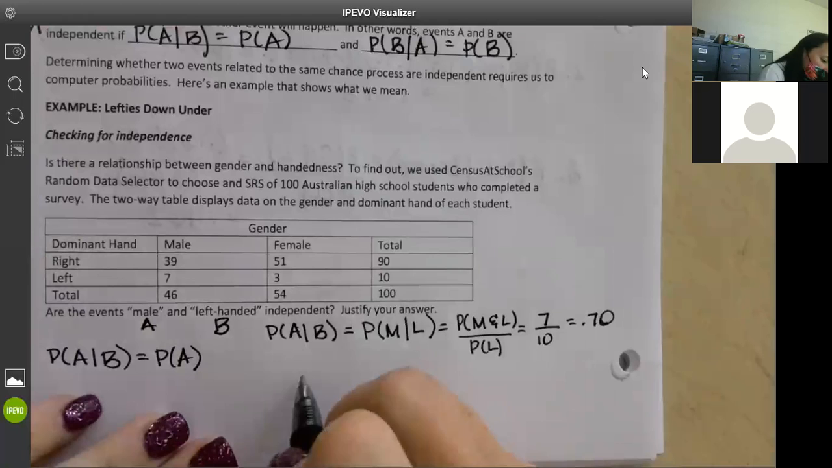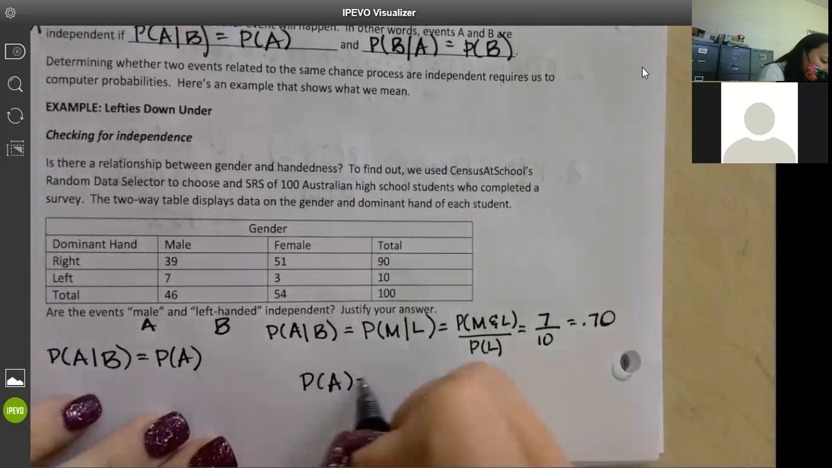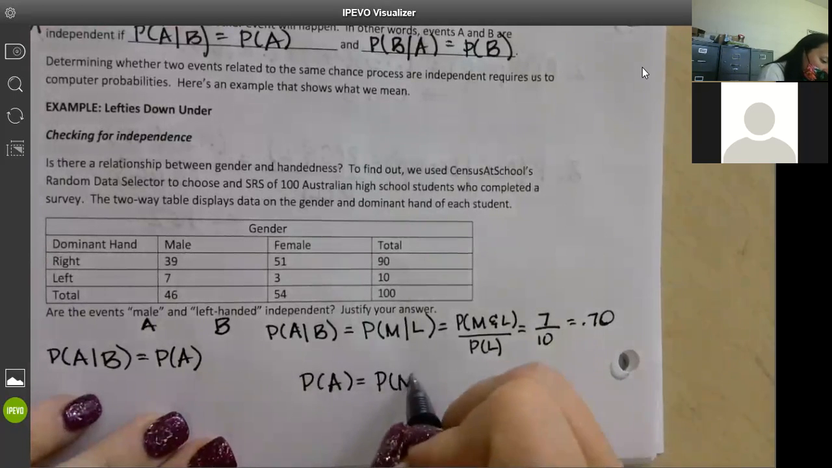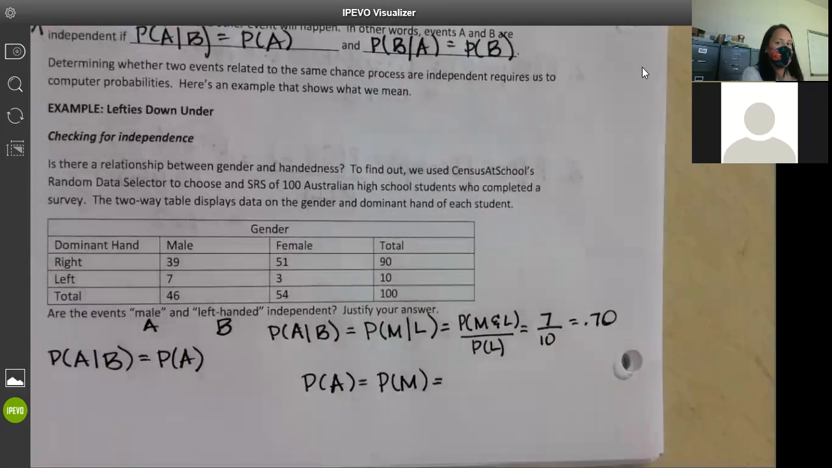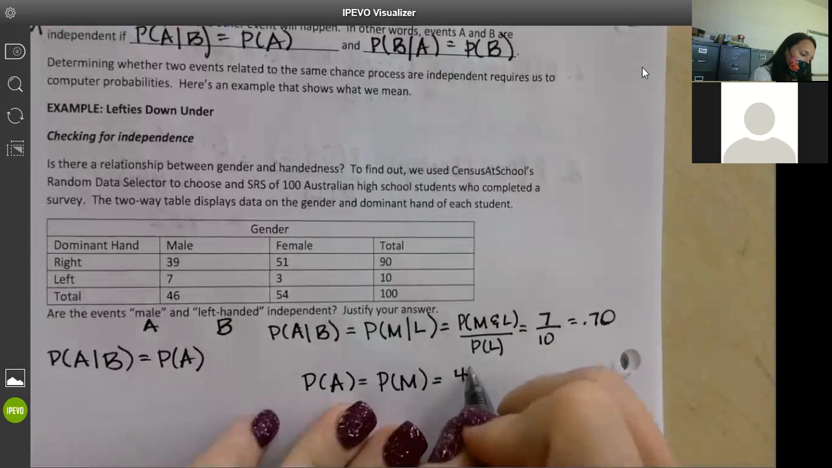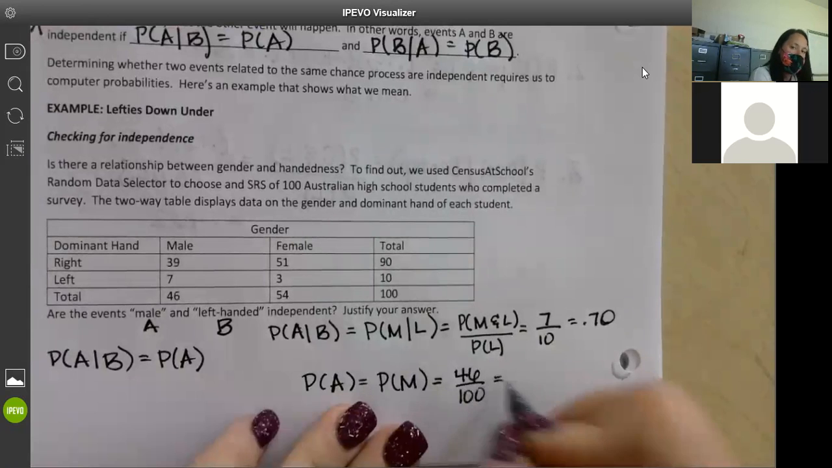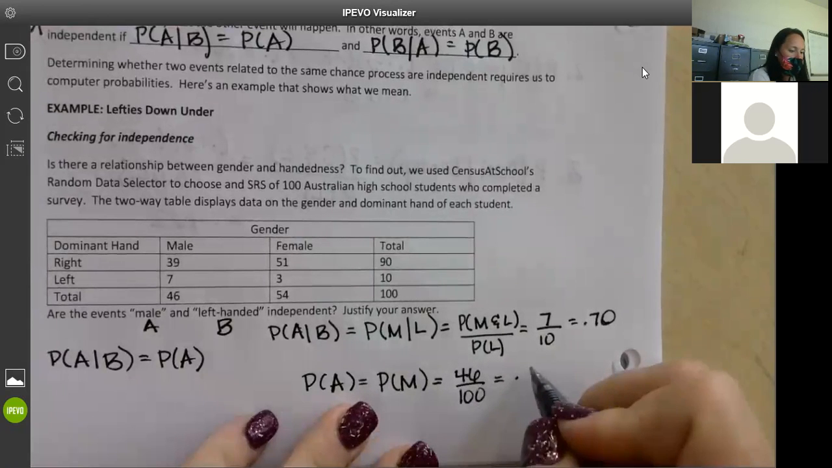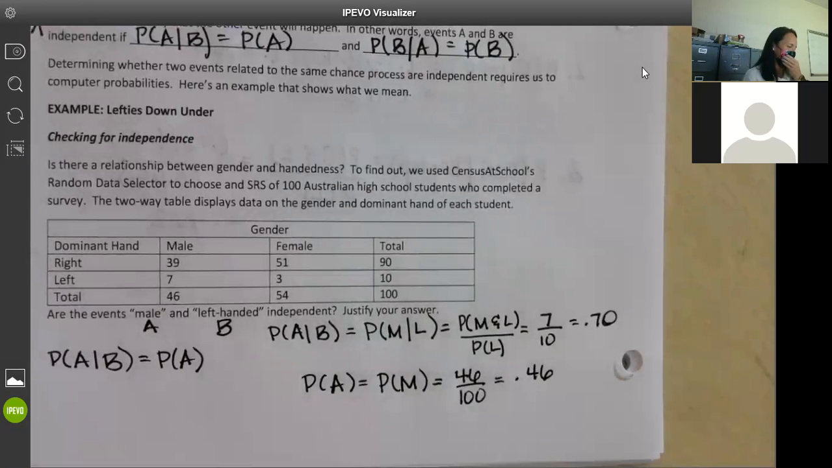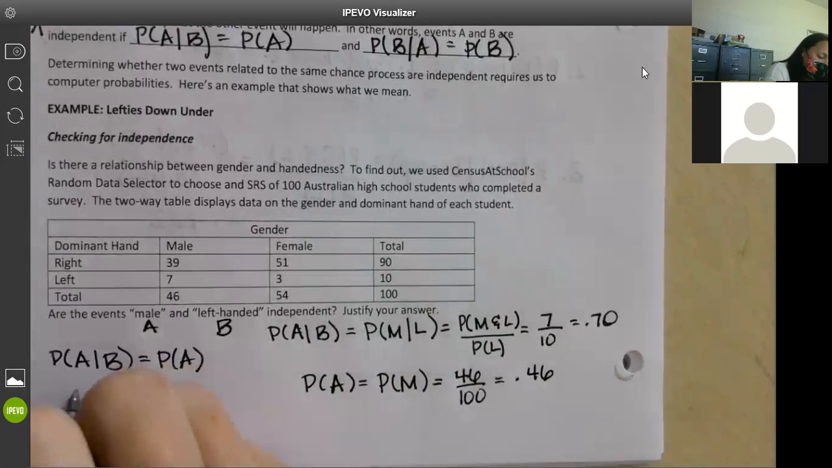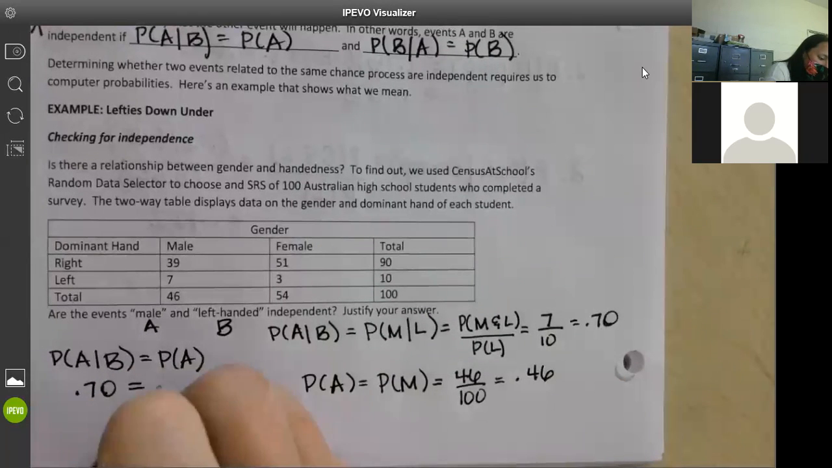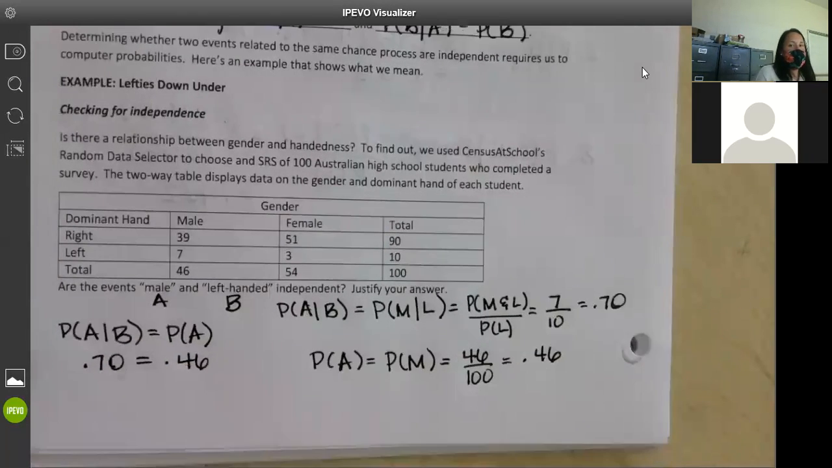Then you're going to check your probability of A, which is the probability of male. How many males are there? Out of? So what is that probability? Yeah, 0.46. So then we're going to go back over here. Is 0.70 equal to 0.46? No.